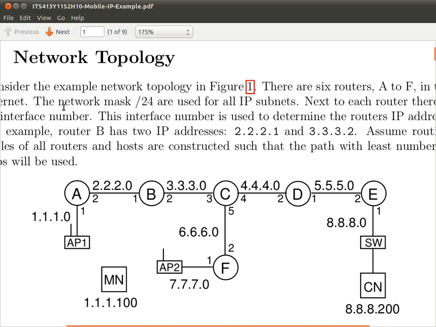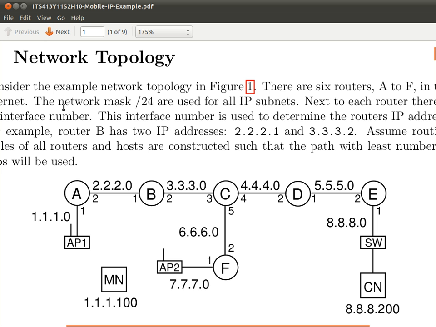In this case, we're going to do something for the care of address, which is to set the care of address of the mobile node to be the same as the foreign agent. And we'll include that here. Care of address, that is, the care of address for our mobile node is going to be set to 7771, which is the IP address of the router F.